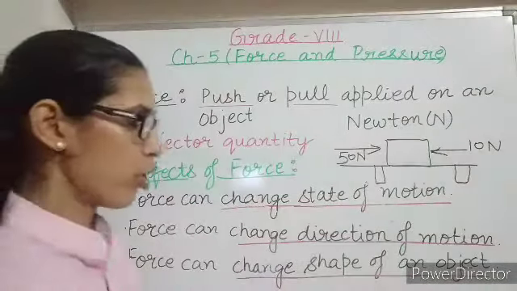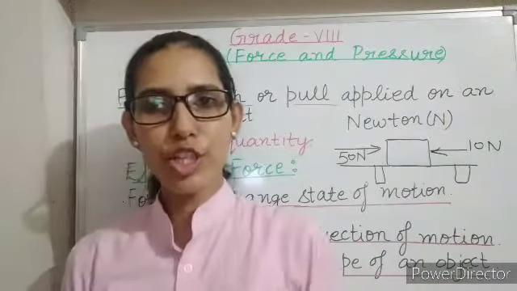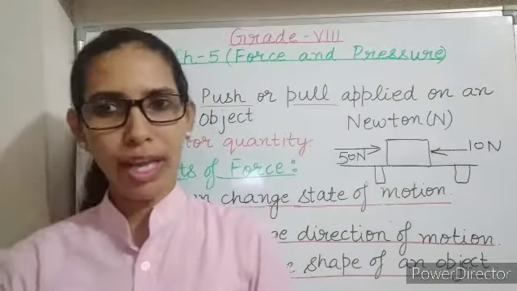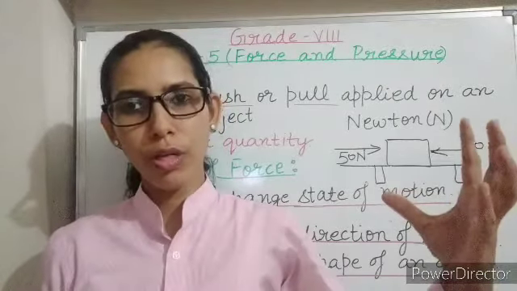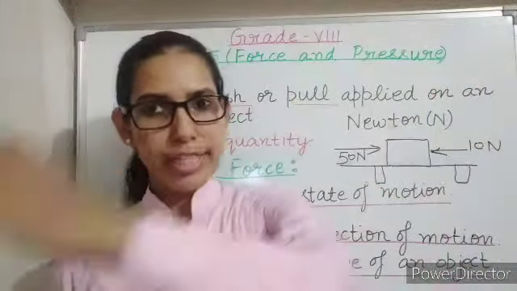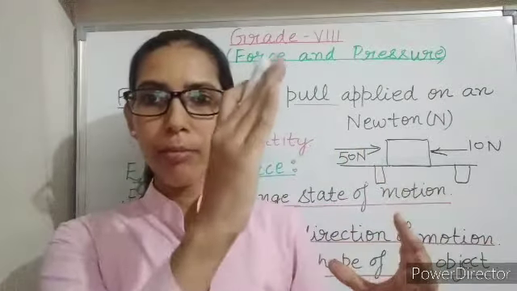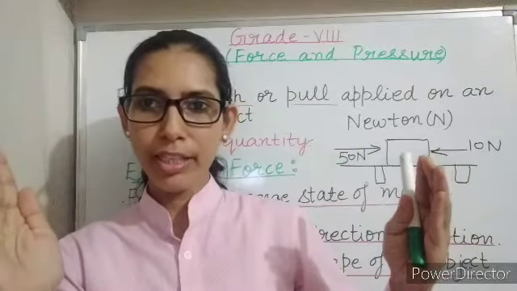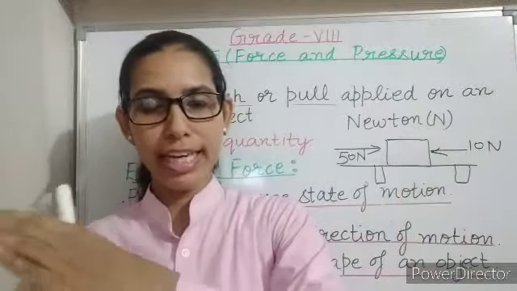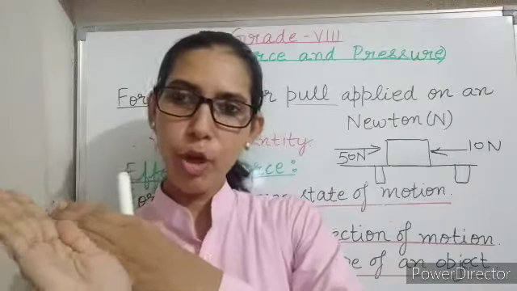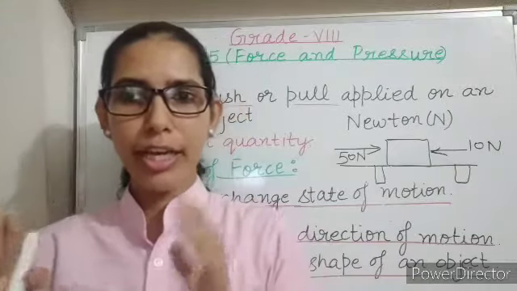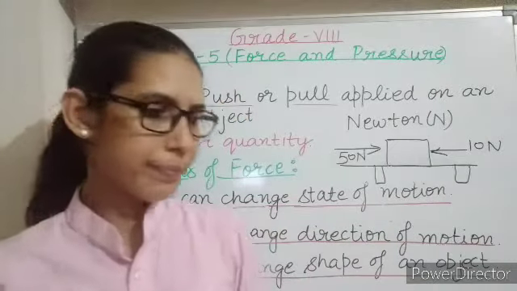See next. Force can change the direction of motion. Yes, force can change direction of motion of an object. For example, in a cricket match we have all seen the bowler throw the ball towards the batsman. Let's say the bowler is throwing the ball in this direction. When the batsman hits the ball, let's say in this direction, the ball will go in this direction. The bowler threw the ball in this direction, but the batsman hit it in another direction, so the ball went that way. So force can change the direction of motion of an object.